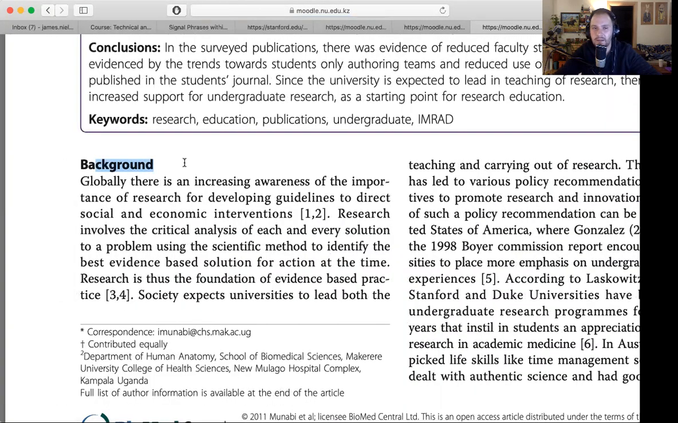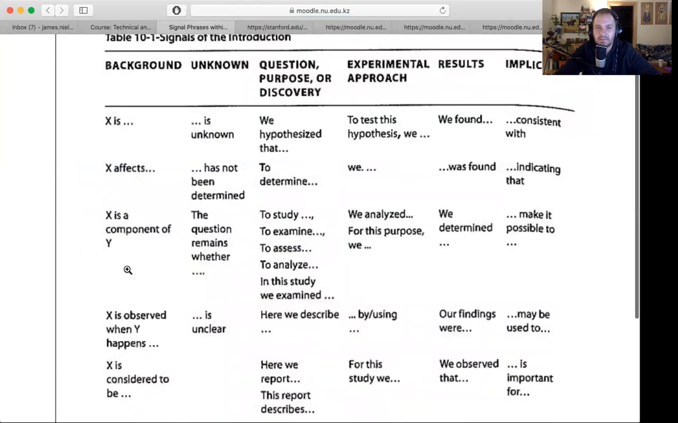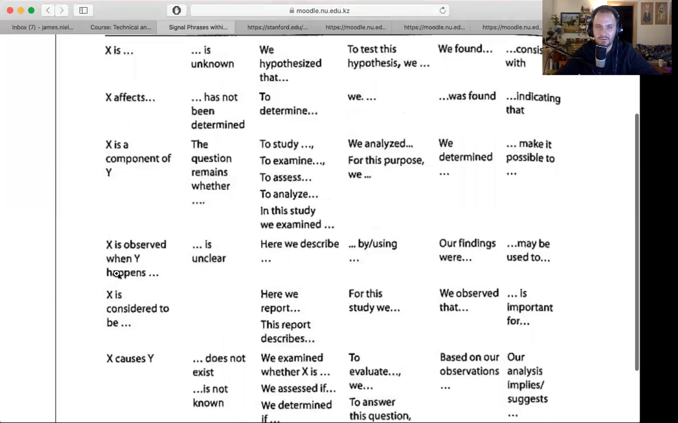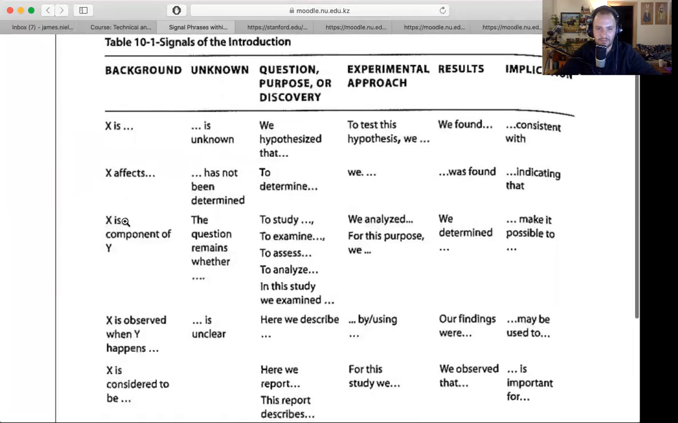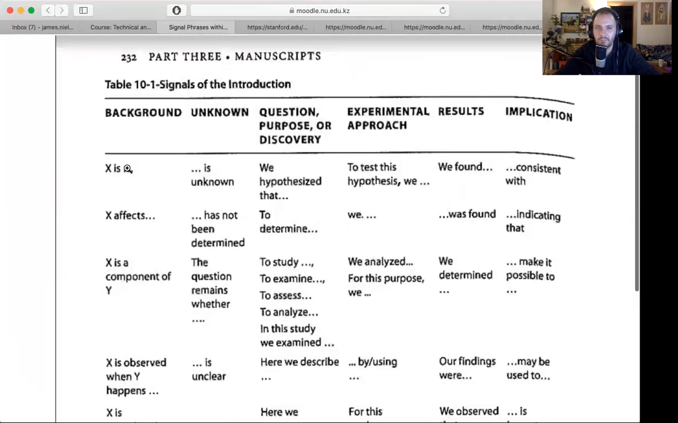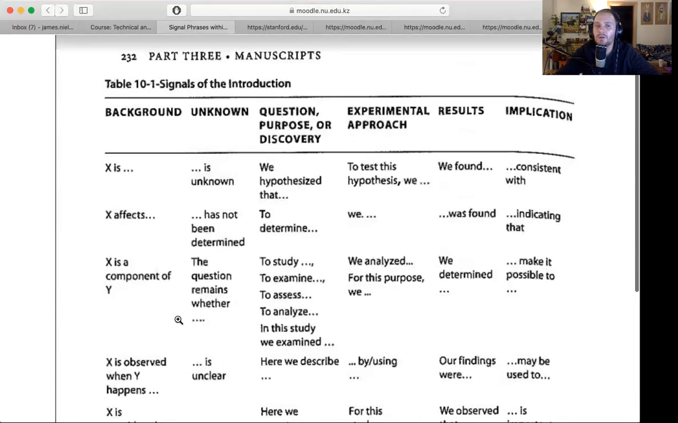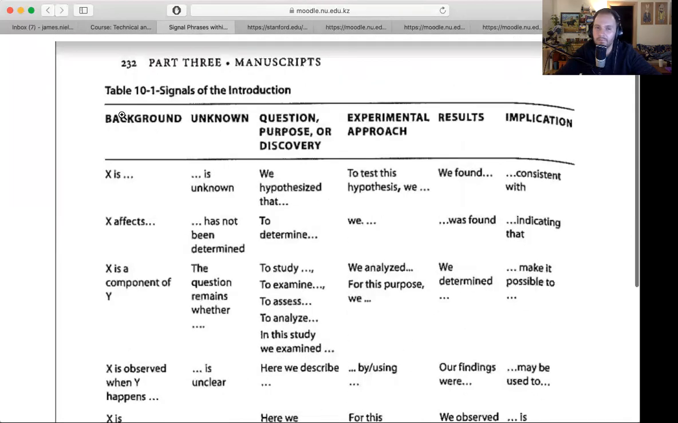Starts out with the term background, and it says, globally, there is an increase in awareness of importance, right? And so we just kind of start off with this general statement. It often seems like there's an is or a was or were, but there's often a verb. And we're just giving background information. And this is really where you prove to me that there is a problem, in fact. It's just in the background information.